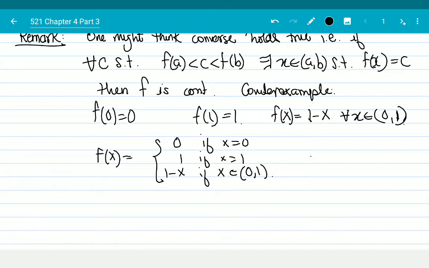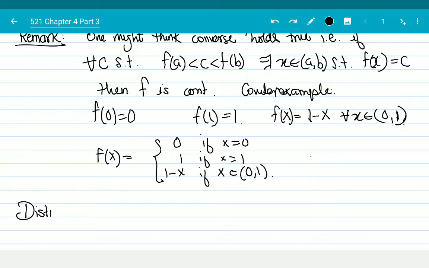Then every c between 0 and 1 has a point x such that f of x is equal to c. However, this function is clearly not continuous. So let us talk about the different kinds of discontinuities.